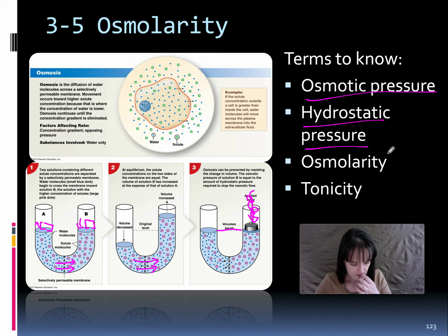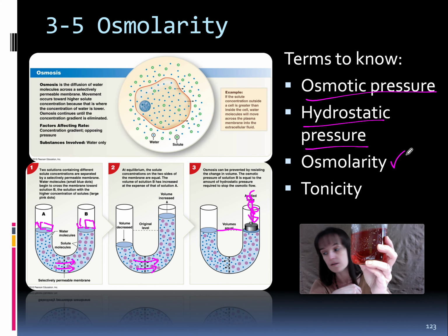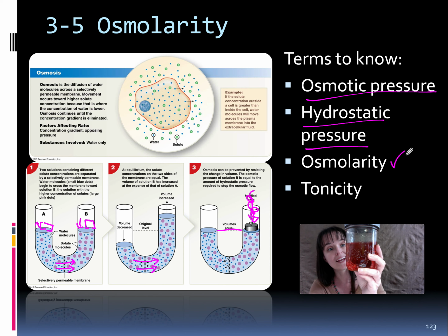Okay. Osmolarity is the same as the osmotic concentration. It's the total solute concentration in an aqueous solution. So I put 1 squeeze of Crystal Light caffeine water in here. So it has 1 squeeze worth of osmotic concentration. If I put a second squeeze in here, I would double the osmolarity, because it would have twice as much solute in the same amount of liquid.